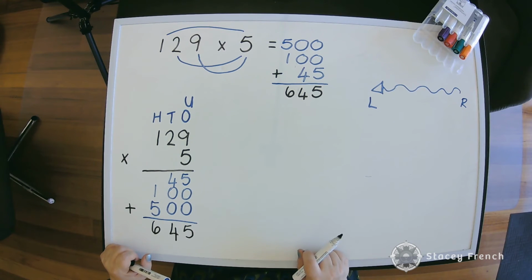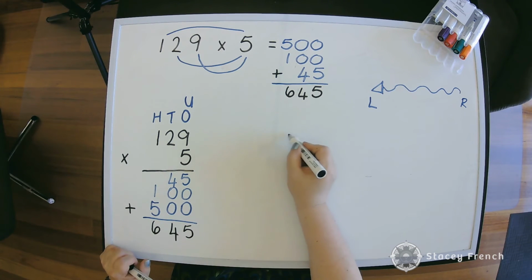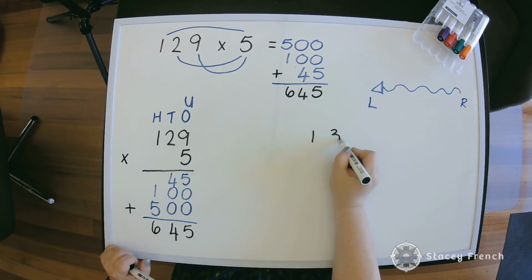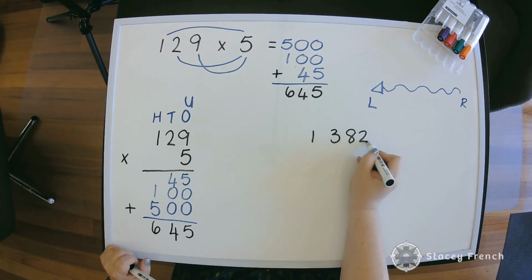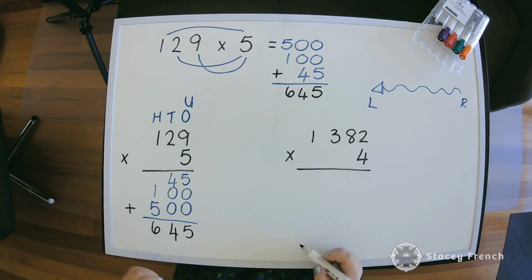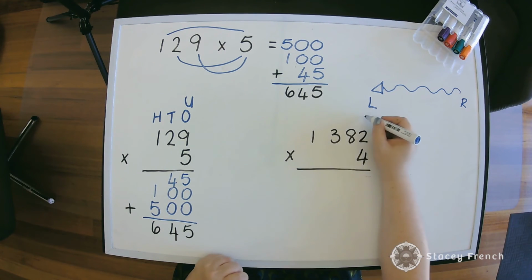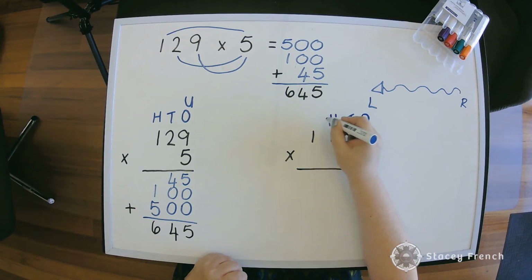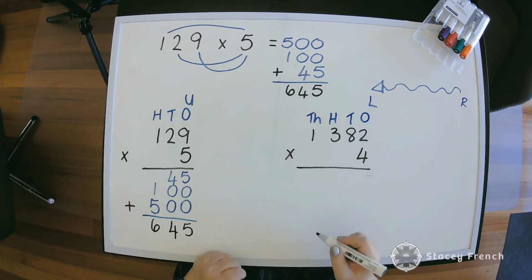Let's try one that is slightly more difficult, just for a bit of practice. The sum is 1,382 times by 4. How did I know where to put my 4? Well, it's 4 ones, so it goes in the ones column. Then I've got my tens, my hundreds, and my thousands.